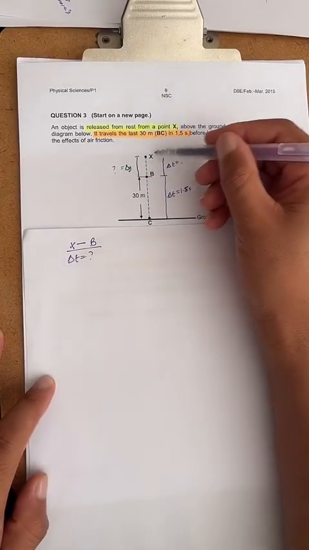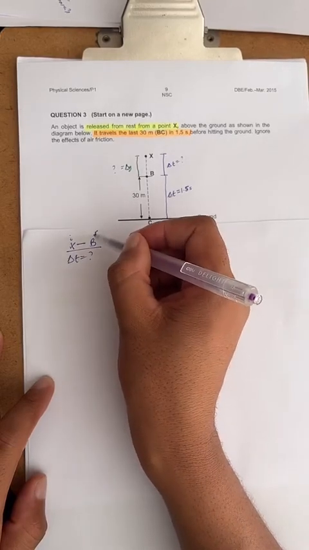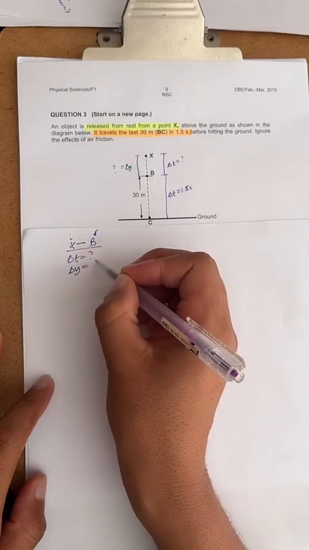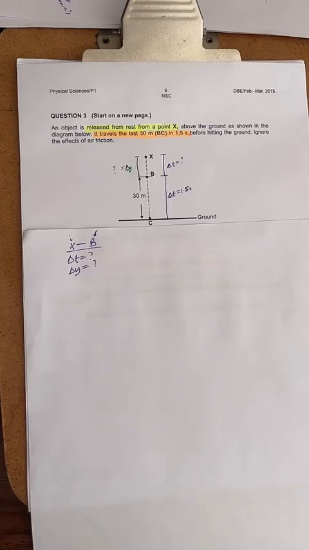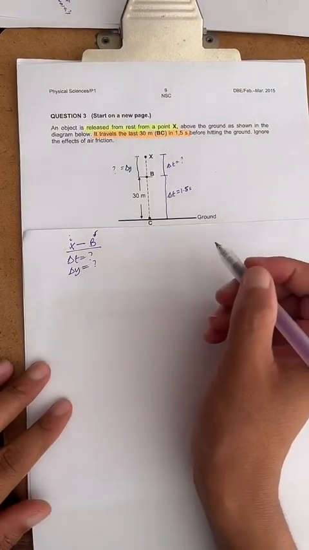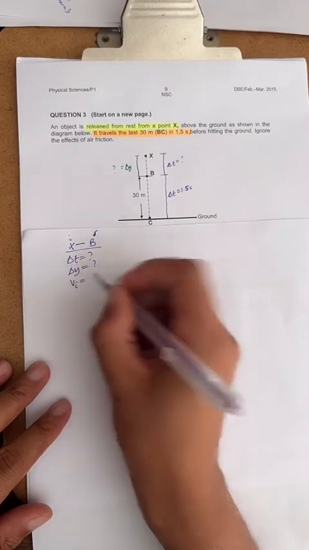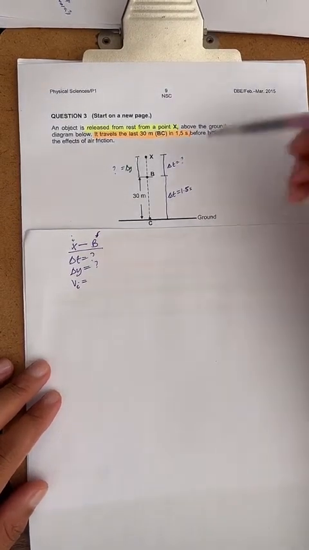So this X will be our initial, and then B will be our final. So let's keep it like that. But displacement between X and B, we don't know. So we don't know how high X is from B. We do have initial velocity. Initial velocity is the velocity at X. We do have initial velocity at X.